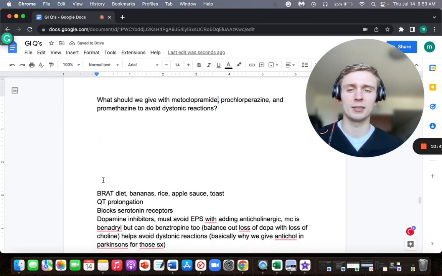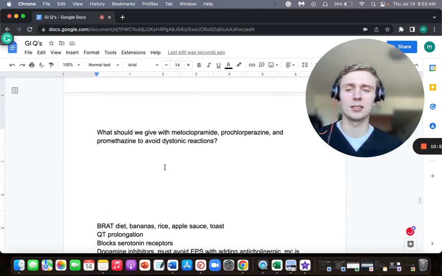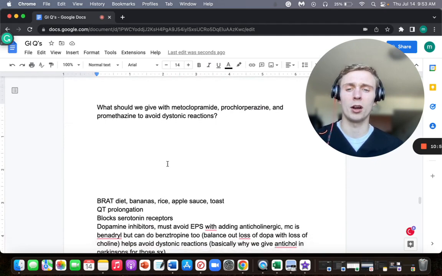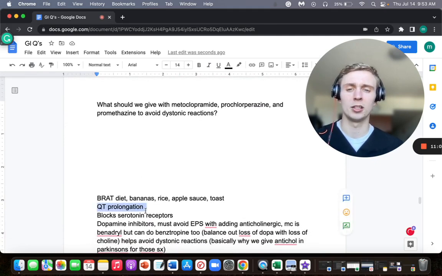So the diet that we're going to give is the BRAT diet, and that's the bananas, rice, applesauce, and toast diet. So a very bland diet for gastroenteritis after we've orally hydrated them. The side effect we need to look out for in all antiemetics is QT prolongation. So if they already have a near prolonged QT, we want to look out for it because it's a side effect of all of them.